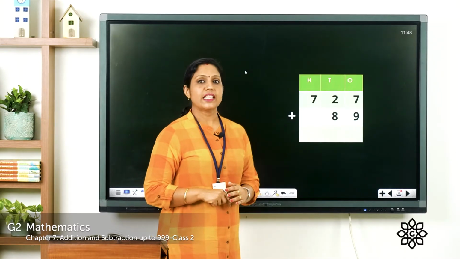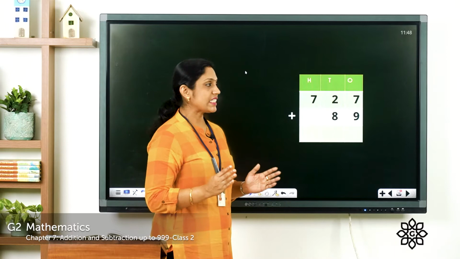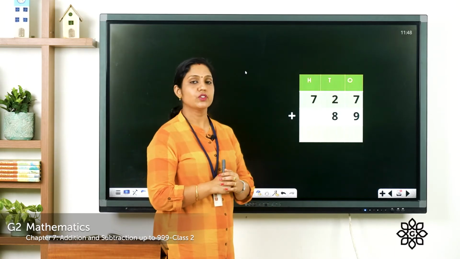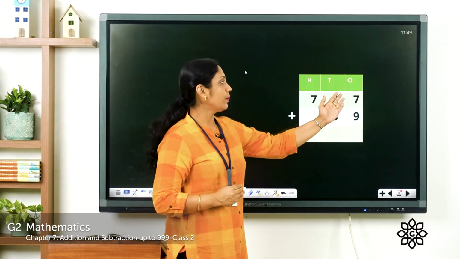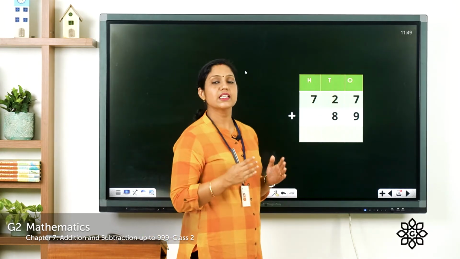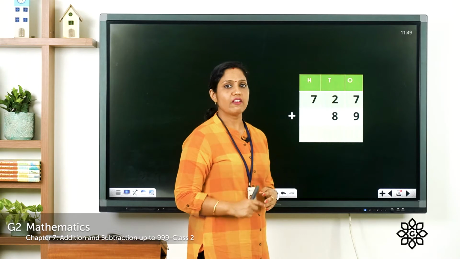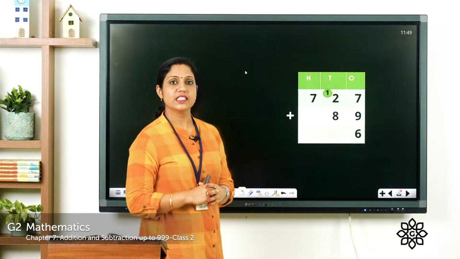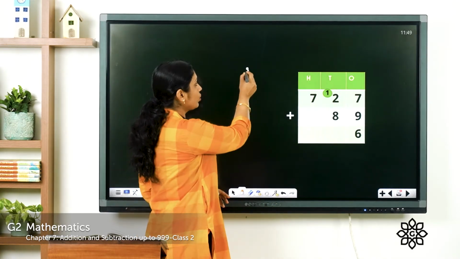Let's look at this example. We have 727 plus 89. So first what we'll do, we'll add the numbers which are there in the ones place. So we have 7 plus 9. So how much is 7 plus 9? It is 16. Again we got a 2-digit number.